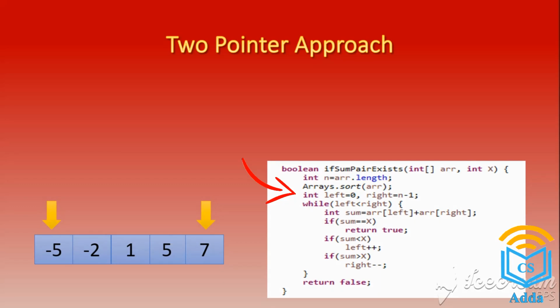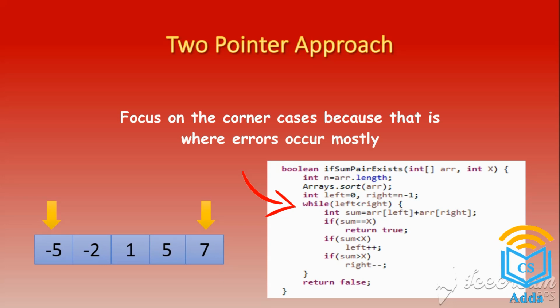Now we will run a loop to traverse the array where we will be shifting the left pointer to the right and the right pointer to the left based on certain conditions. So what will be the exit condition? The loop will continue as long as the left pointer is less than the right pointer, because once the left pointer becomes equal to or greater than the right pointer, it means we have finished traversing the whole array.